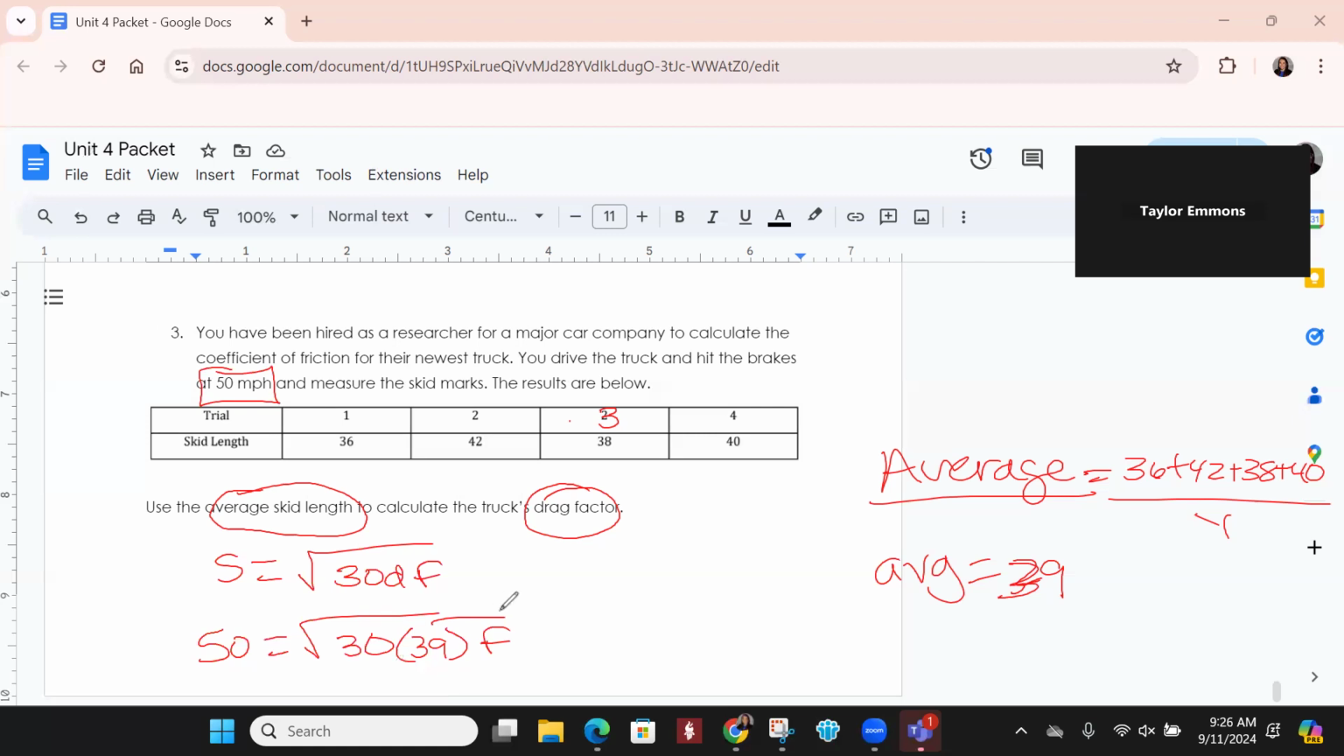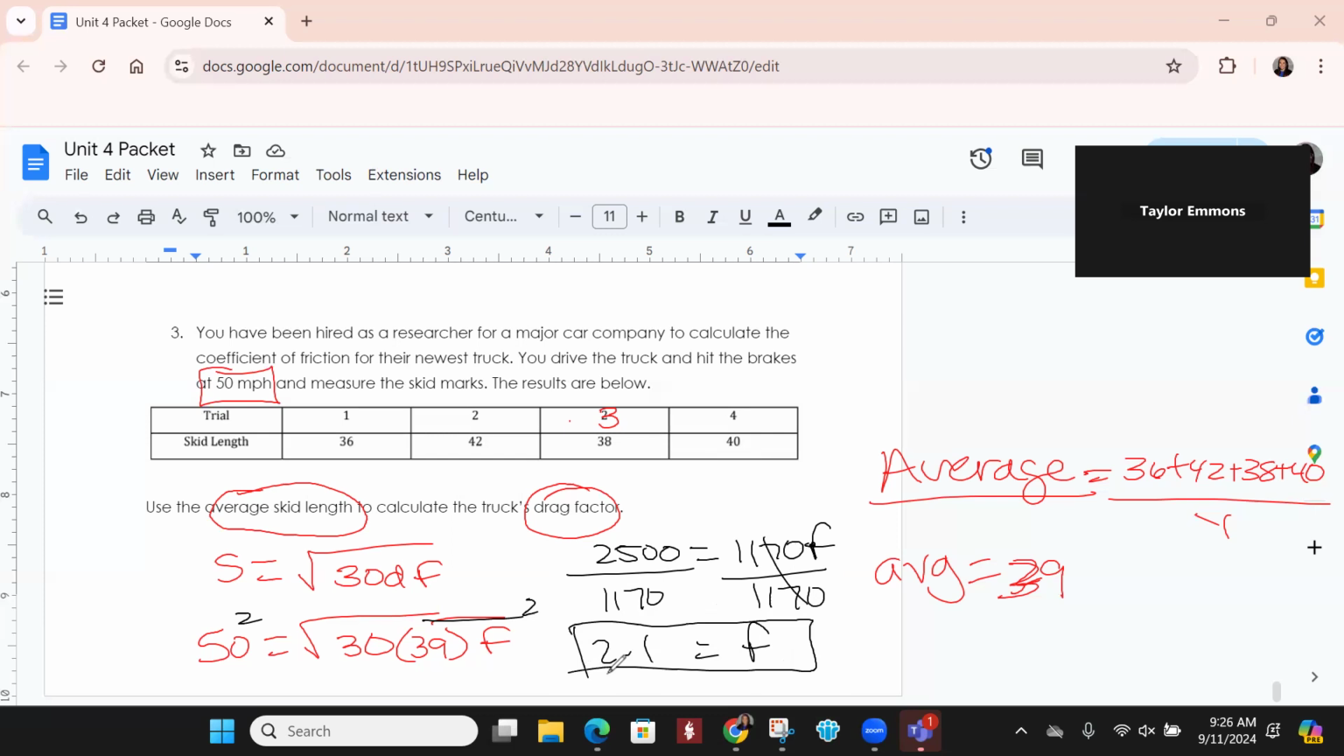You can type this into Desmos and just put X for that F and then look at where it crosses the X axis. But if you were having to do this by hand, you have to get rid of the square root first. So you're going to square both sides. That's going to give me 2,500 on the left. On the right, if we multiply 30 times 39, that's going to give us 1,170 times F. And then if we want F by itself, we're going to divide by 1,170, which is going to give us a drag factor of 2.1.